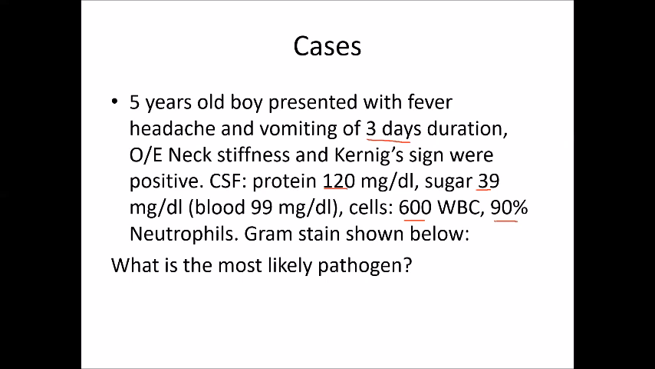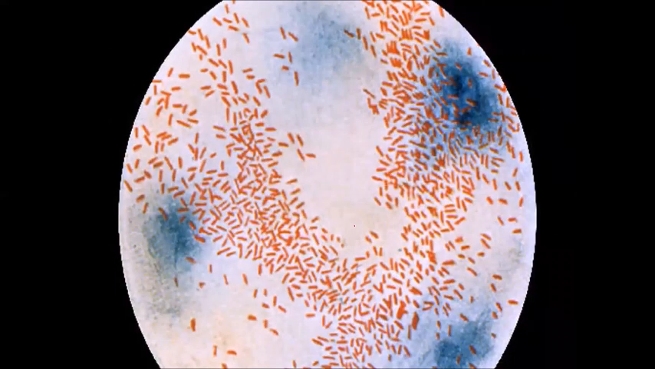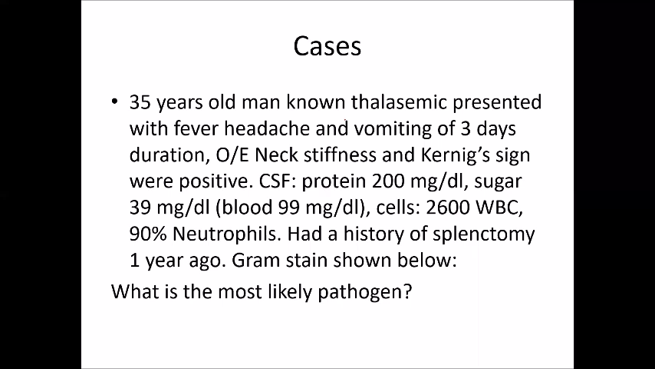So let's see his Gram stain. That was his Gram stain. You see here gram-negative organisms, they are red in color, so they are gram-negative rods, basically gram-negative bacilli. And sometimes you see them like cocci, so you have gram-negative coccobacilli. So this is actually Haemophilus influenzae. So it's Haemophilus influenzae meningitis.